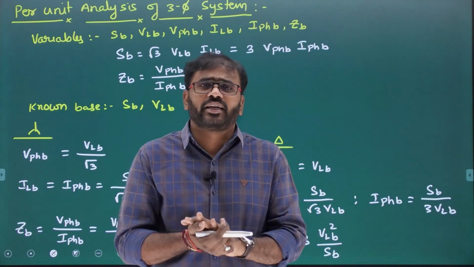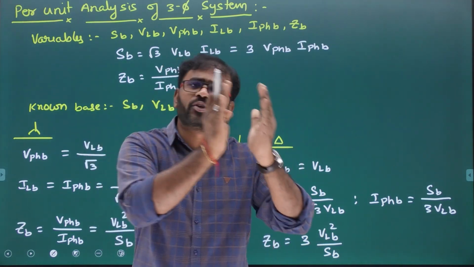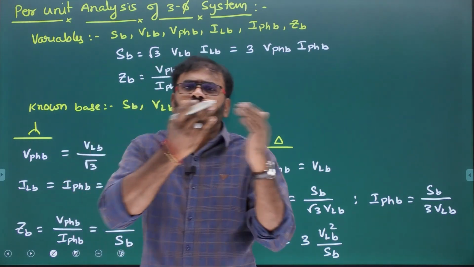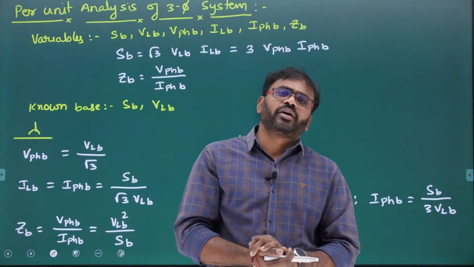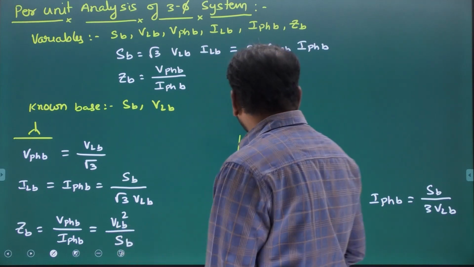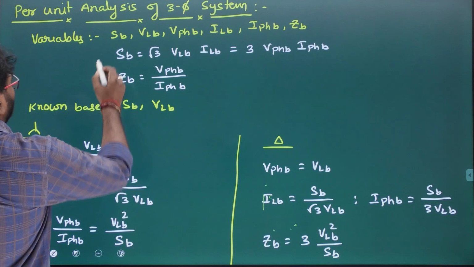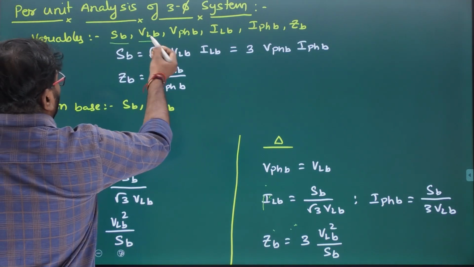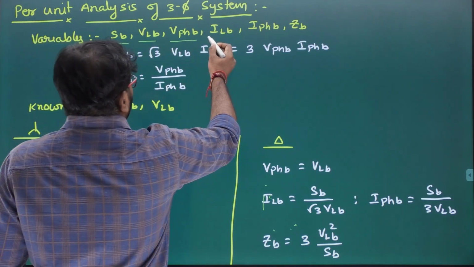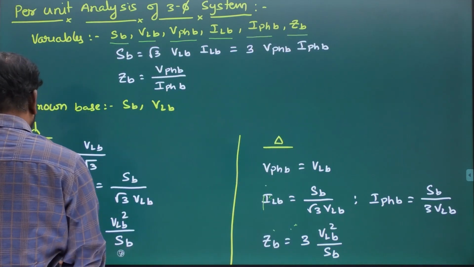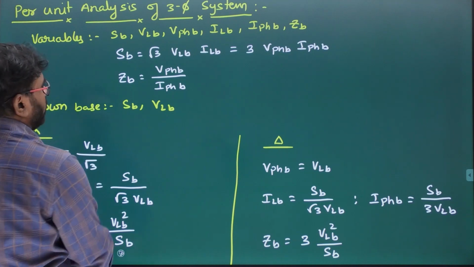For example, if it is a star connection, line voltage and phase voltage are not the same. If it is a delta connection, line current and phase currents are not the same. That's why it is better to define all the possible things like S base, line voltage base, phase voltage base, line current base, phase current base and what? Z base. So these are the things we are going to define now.